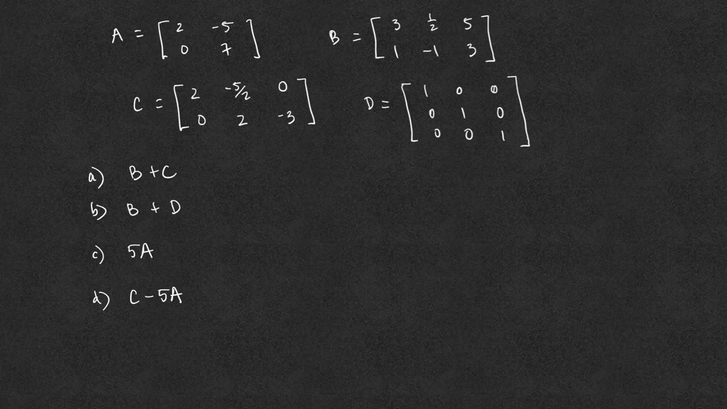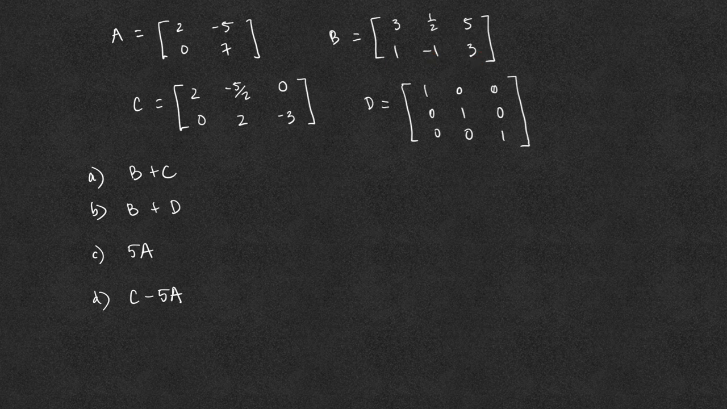Given the matrix A, a 2 by 2 matrix, the first row is 2, -5. The second row is 0, 7. The matrix B, 2 by 3 matrix. The first row is 3, 1/2, 5. And the second row is 1, -1, 3.